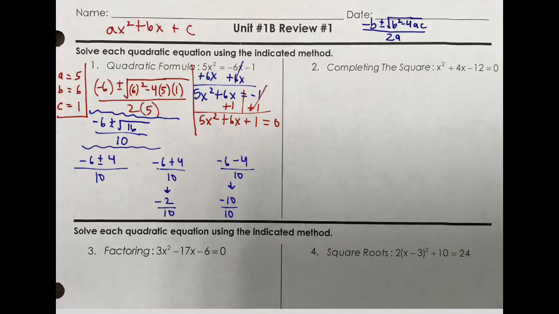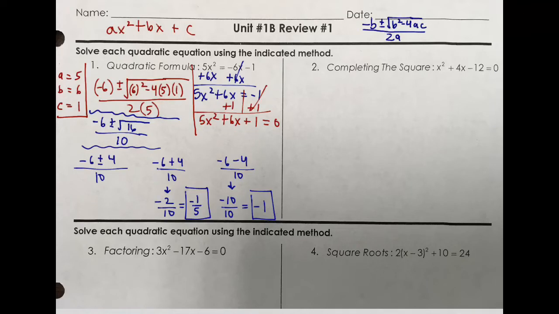And the last thing to do is to simplify. That simplifies to negative 1 over 5. So that's x is equal to that. And this simplifies to a negative 1. And there's both your answers. X is equal to negative 1/5, and x is equal to negative 1.